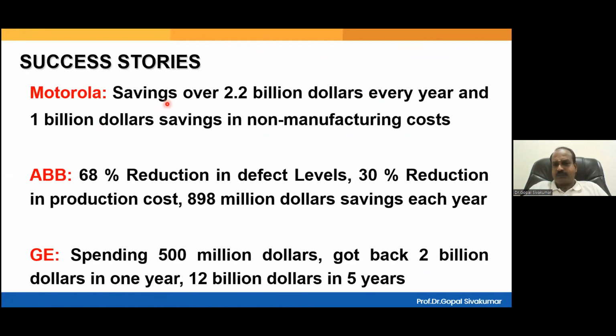Motorola made a saving of $2.2 billion every year and $1 billion saving in non-manufacturing. That means Six Sigma is applicable in manufacturing as well as non-manufacturing. You can't say, sir, I am working in the accounts department, so I cannot adopt Six Sigma. You can't say, sir, I am working in marketing and sales. And some of you might think, can Six Sigma be applicable in logistics, supply chain? Why not? All that is required is a metric and a necessity to improve the metric.